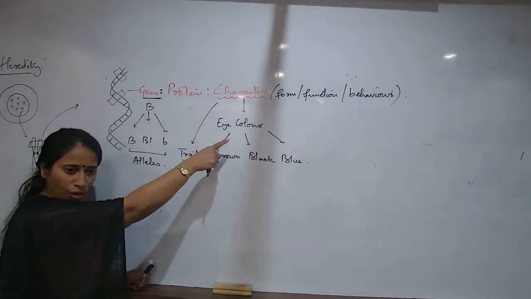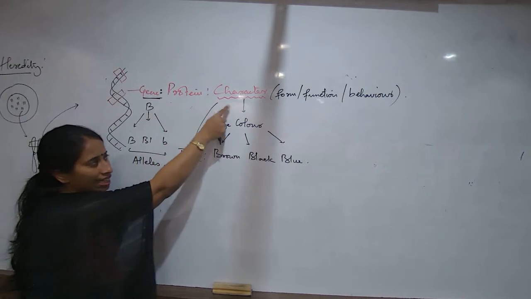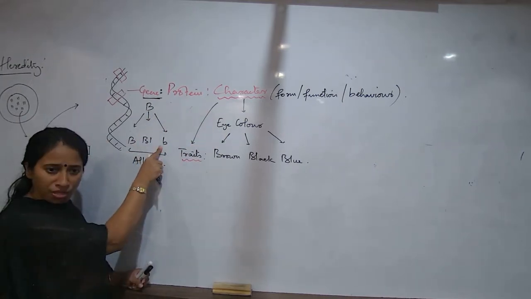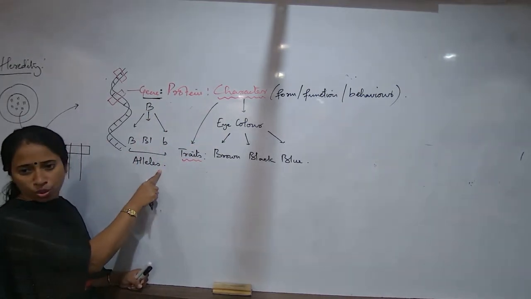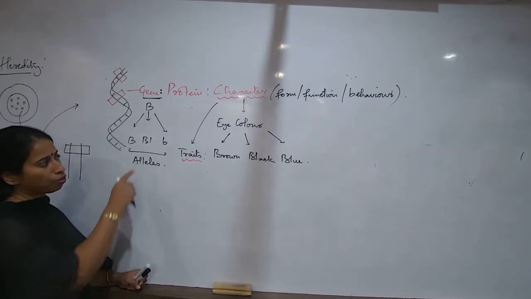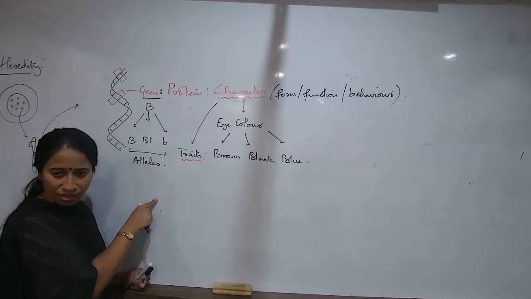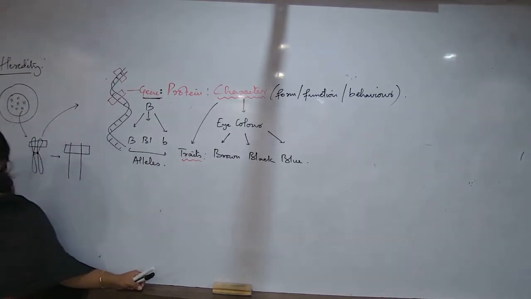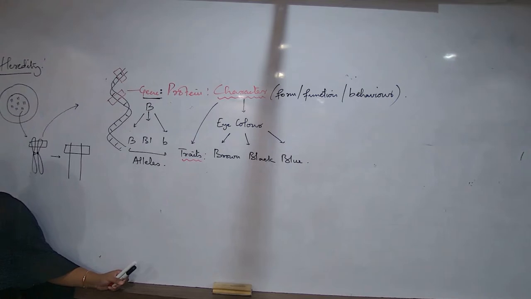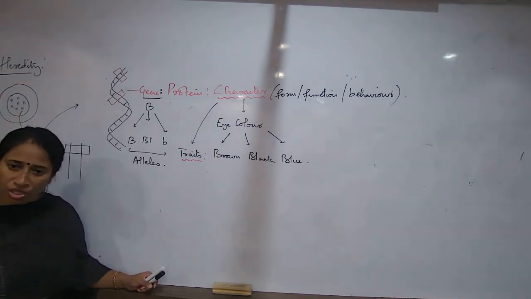Character is in variable forms. So the gene which is regulating the character should also be in variable forms. These variable forms are always known as alleles. Coming to these two pairs of terms first of all: character and traits. What is the relation? The variable forms of a character are known as traits.